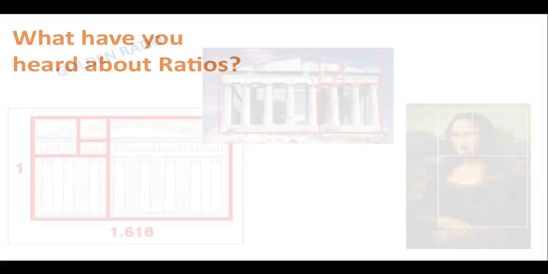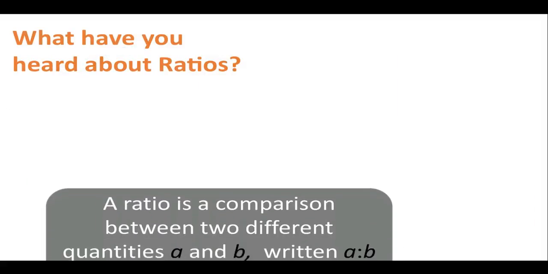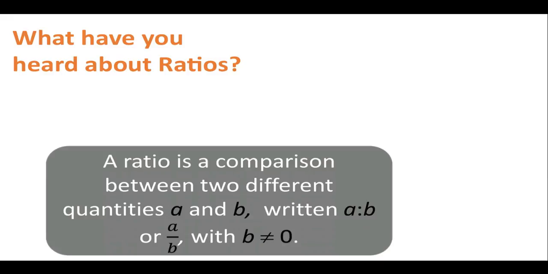How about you? What have you heard about ratios? A ratio is a comparison between two different quantities, A and B, written A to B using a colon, or A over B using fraction notation. B must be a non-zero number.